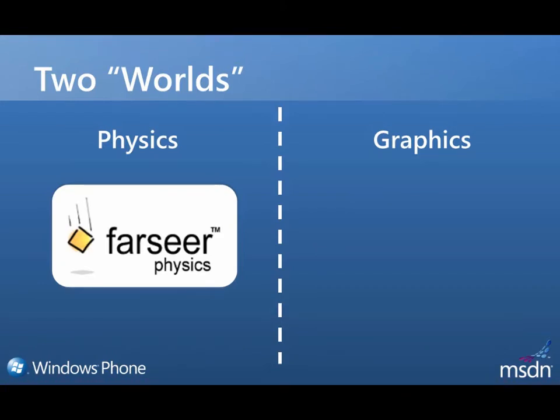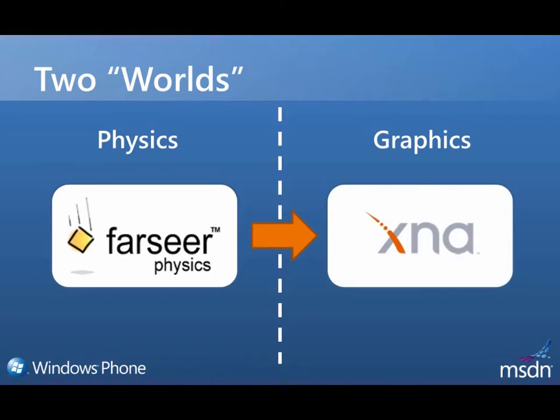So Farseer does all the heavy lifting, but you are still responsible for putting pixels on the screen. So, you'll use the information that Farseer has calculated about each object in the physics world to put graphics on the screen using standard XNA.